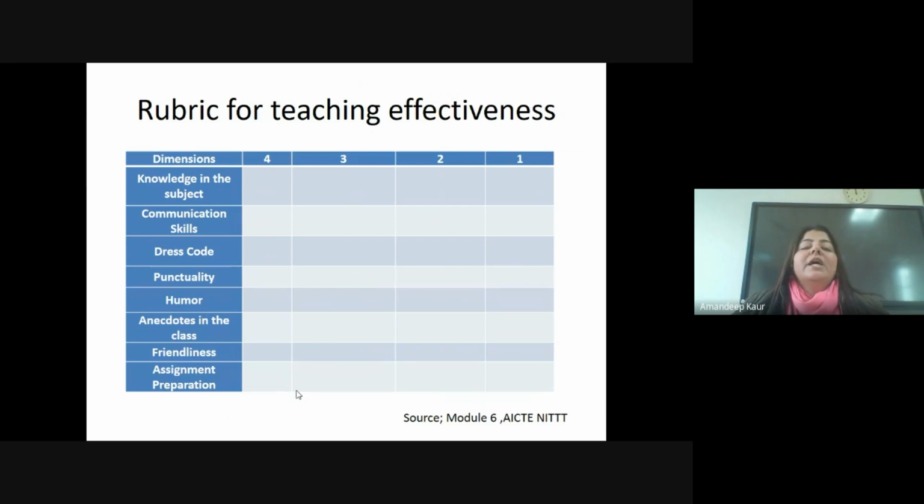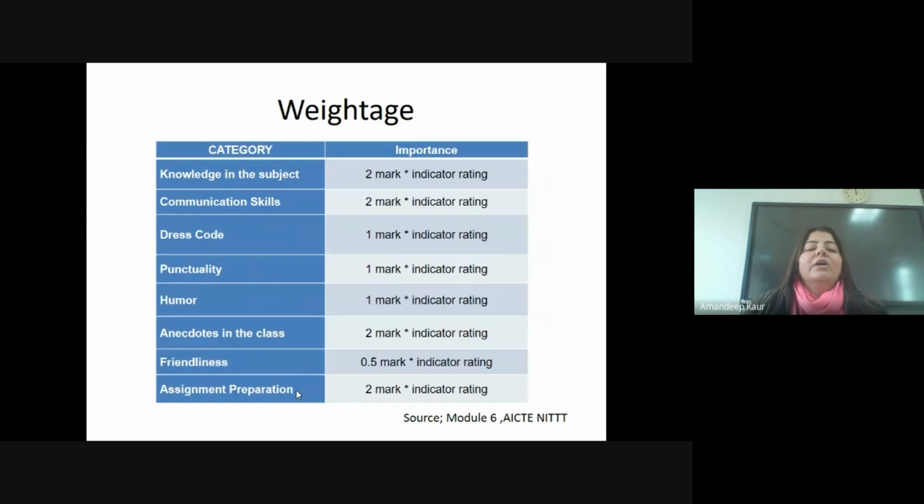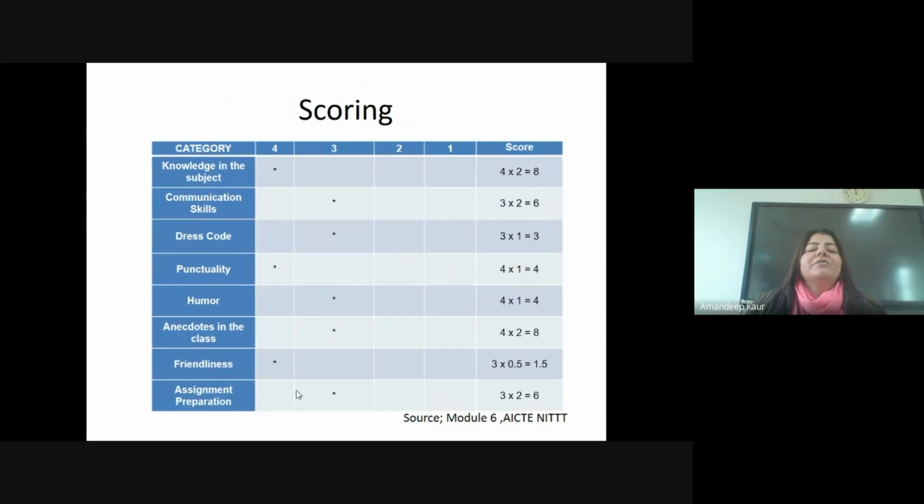So when it comes to designing a rubric sheet specifically for teaching effectiveness, the dimensions are knowledge in the subject, communication skill, dress code, punctuality, humor, friendliness, assignment preparation, etc. On the basis of these dimensions, the teacher classifies four different scales, that is 4, 3, 2, 1. There can also be the addition of a qualitative scale for better understanding, but quantitative scales in an analytical rubric can also work. So after defining the different dimensions, we need to give weightage to those particular dimensions.